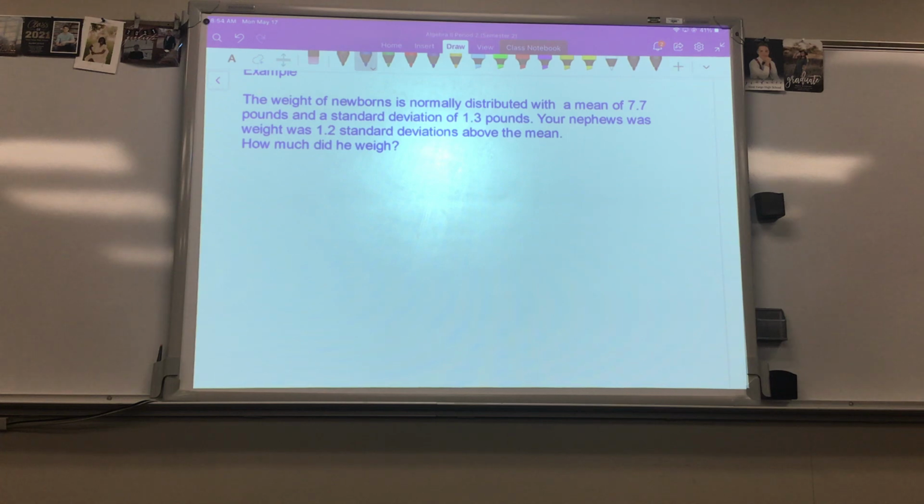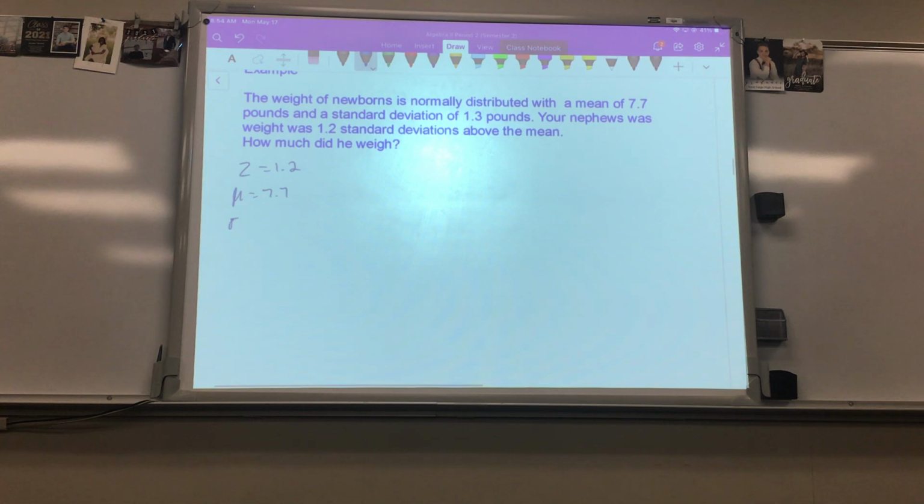...is normally distributed with a mean of 7.7 pounds, a standard deviation of 1.3. Your nephew's weight was 1.2 standard deviations above the mean. How much did he weigh? Okay. So if he's 1.2 standard deviations above 7.7, then we should get a little over 9, right? One standard deviation above would be at 9, a little bit more than that if he's 1.2 above. Okay, we get a z-score of 1.2. Should it be positive? Yes. Why again? Because it's above.